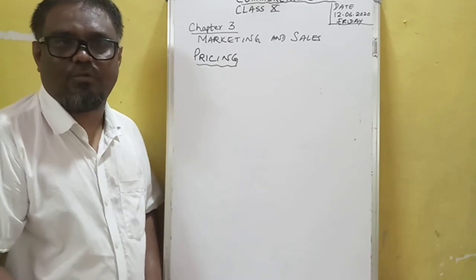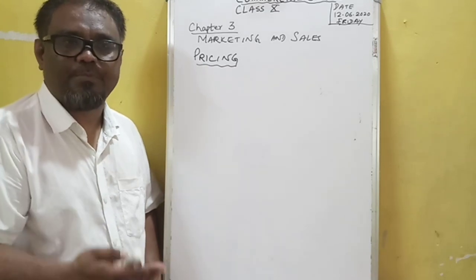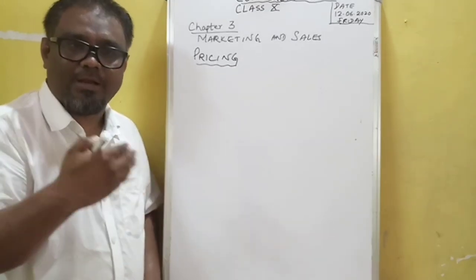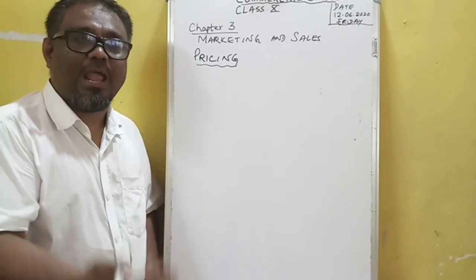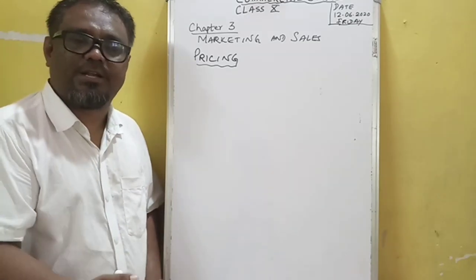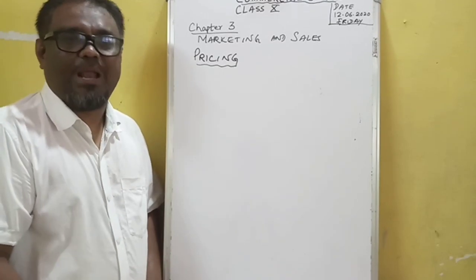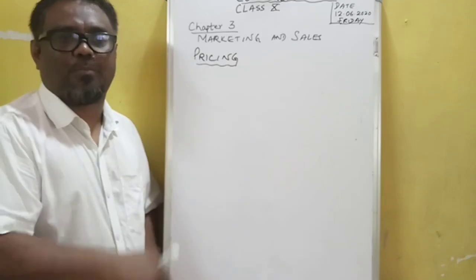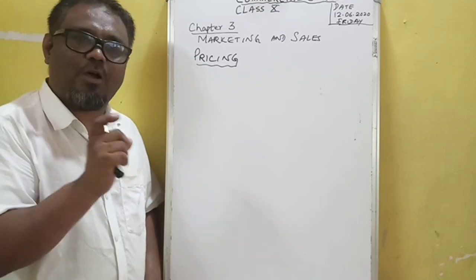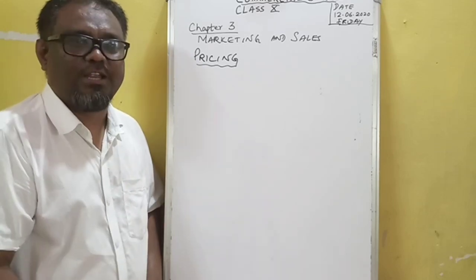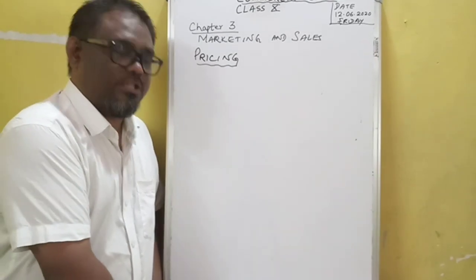Without price, no product can be brought into the market. With the help of the price only, the producer, the businessman can recover his expenses incurred on that product and can earn profit from that price. So price includes the cost plus the profit of the manufacturer. Finally, price is the cost of the producer plus his profit. That is called a price. So go through the topic, you'll understand the meaning of a price.